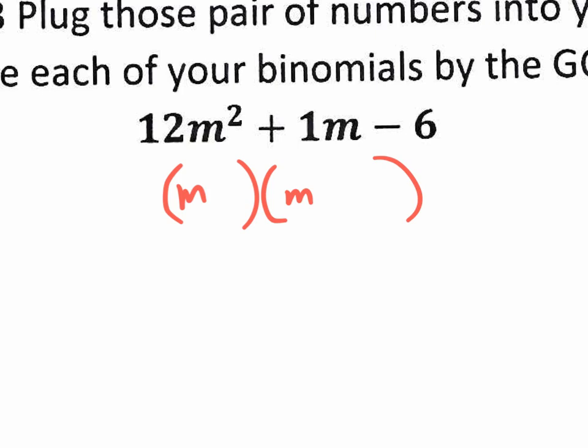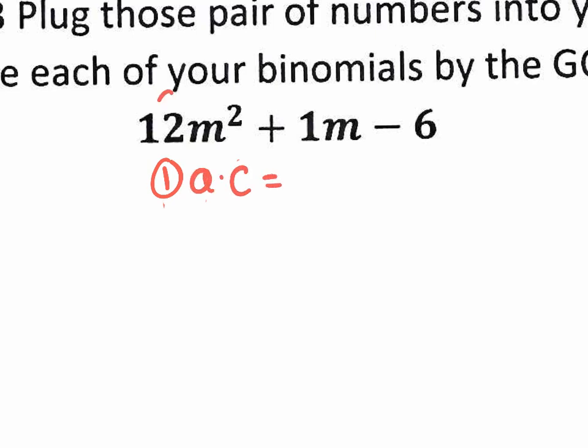So what do I mean by the long method? Let me erase this first. Step 1 would be to multiply a times c. So let's all do this together. Step 1 is to multiply a times c. And a is 12, and c is negative 6. So what's 12 times negative 6? Negative 72. Okay, that's the answer for step 1. Step 2 is to make a list of the multiples of that answer, negative 72.